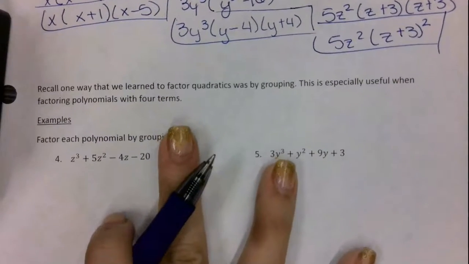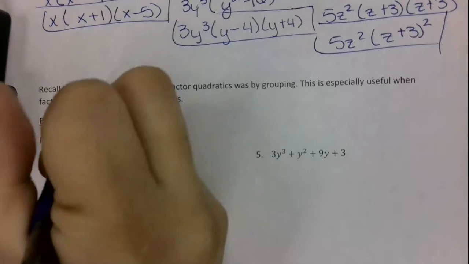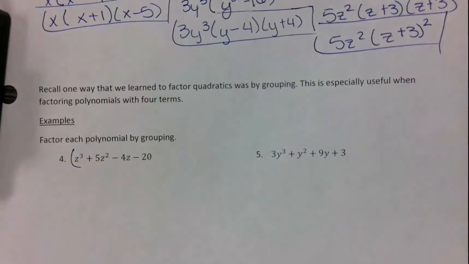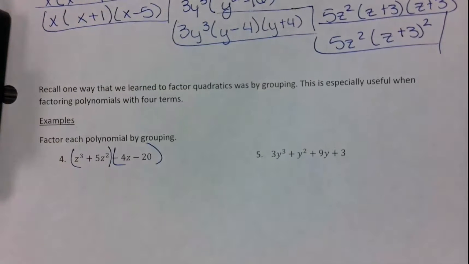Okay, so another way I've taught you to factor before was factoring by grouping, and that was the one where you had the 2 sets of parentheses, and then we had to find out what each set had in common. That was when we were doing trinomials. This time I have polynomials with 4 terms. So I'm going to break them into 2 sets, and then see what each set has in common.